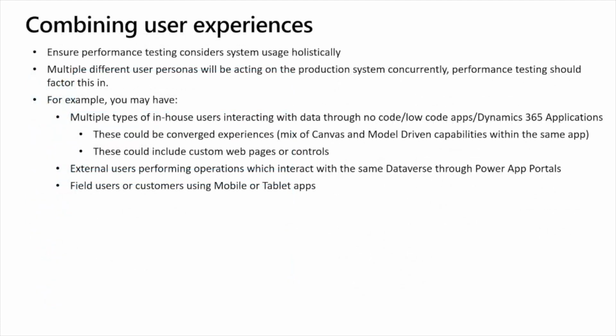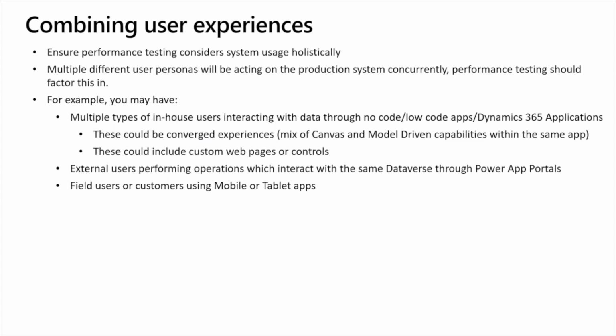In a performance test, you want to consider the entirety of the solution. Different personas will be interacting with the system at the same time, and this needs to be factored into your testing strategy. The Power Platform enables users to interact with the Dataverse through different no-code, low-code, or customer engagement apps. A mix of Canvas, model-driven, and Power App portals converging into one app is becoming more and more common.